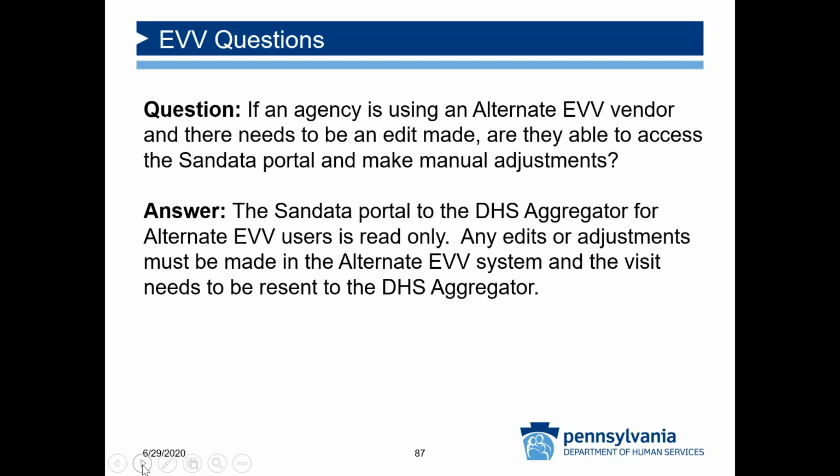If an agency is using an alternate EVV vendor and there needs to be an edit made, are they able to access the SAN data portal and make manual adjustments? The SAN data portal to the DHS aggregator for alternate EVV users is read-only. Any edits or adjustments must be made in the alternate EVV system, and the visit then needs to be resent to the DHS aggregator.